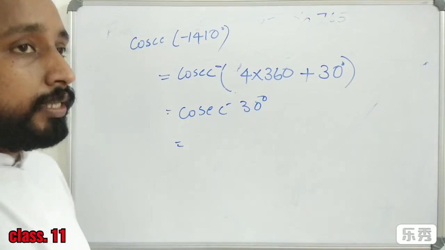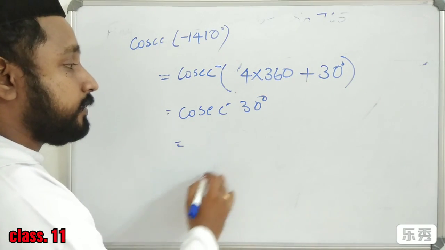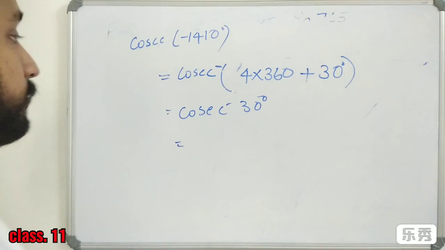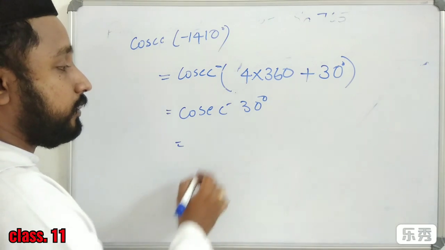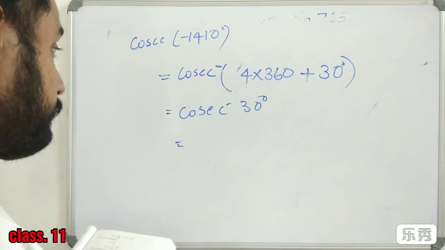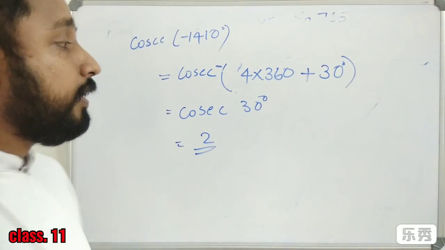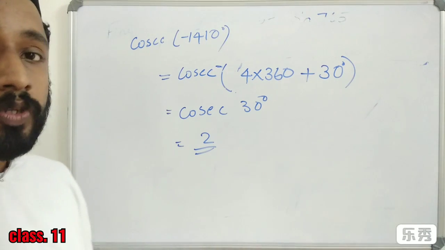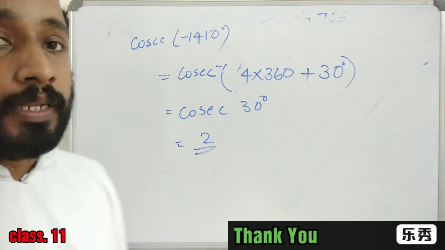We know sin 30 degree is 1 by 2, so cosec 30 is 2 by 1, which is 2. The angle is negative, so cosec of minus 30 degree is equal to minus cosec 30 degree, which is equal to minus 2. So we can easily find the trigonometric values for angles more than 360 degree.